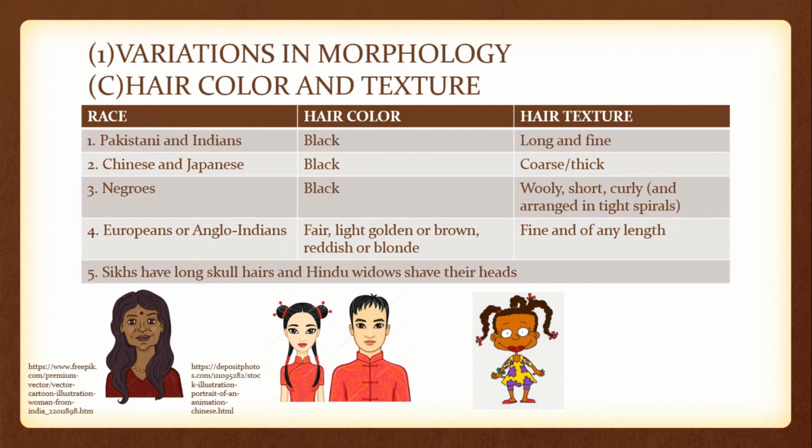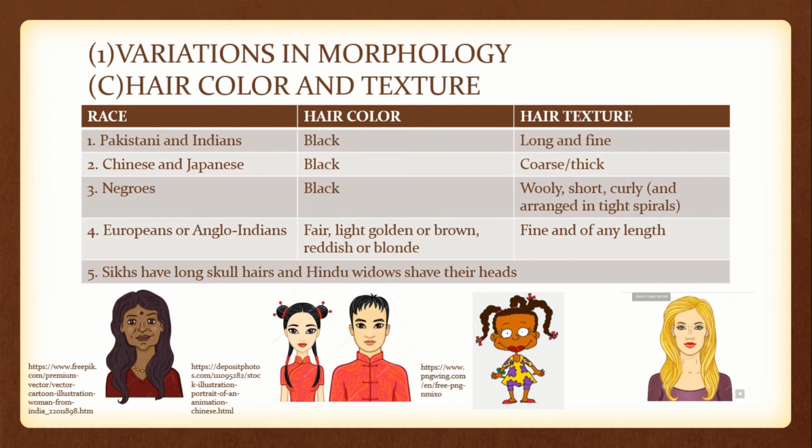Third one, if the hair color is black and hair texture is woolly, short, curly, and arranged in tight spirals, then that living person would most probably be a negros or negroid. Again, you can see in the animated picture, and you would have seen in different shows as well, how negroid or negros or black people look, and more specifically how their hair looks. They have got black hair that is woolly, short, curly, and for ladies it is mostly arranged in tight spirals, and for some men as well. So they are negroid or negros.